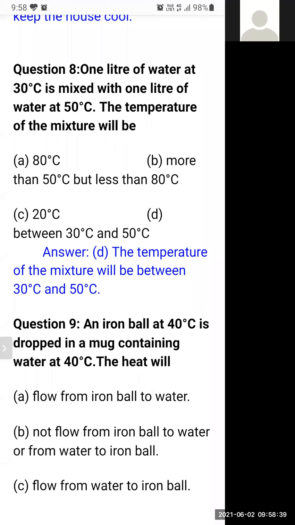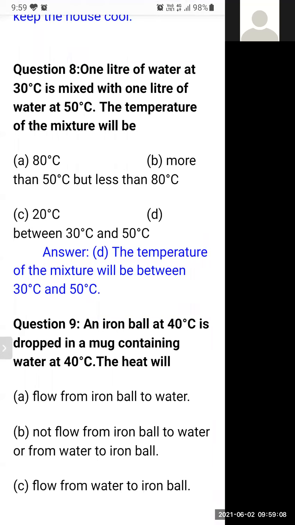Okay. So now question number 4: 1 liter of water at 30 degrees Celsius is mixed with 1 liter of water at 50 degrees Celsius. The temperature of the mixture will be? Yes. So students, we know that heat will flow from higher temperature to lower temperature. 1 liter of water is at 30 degrees Celsius, it is the lower temperature. Another 1 liter of water is at 50 degrees Celsius. So the heat will flow from 50 degrees Celsius to 30 degrees Celsius.